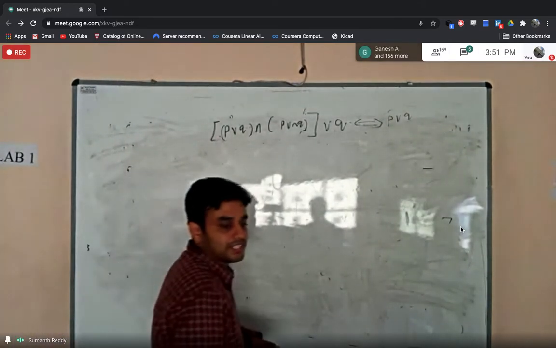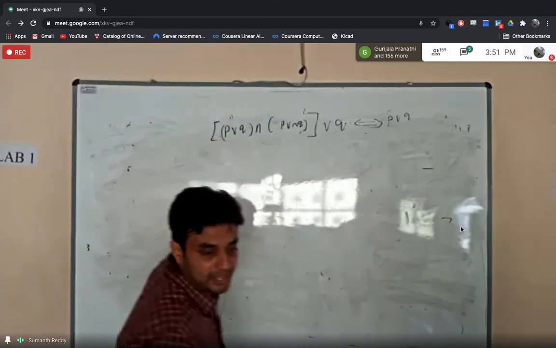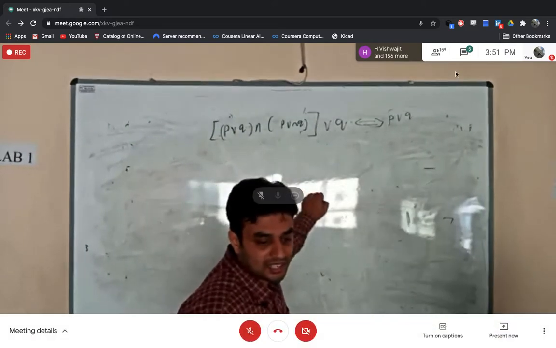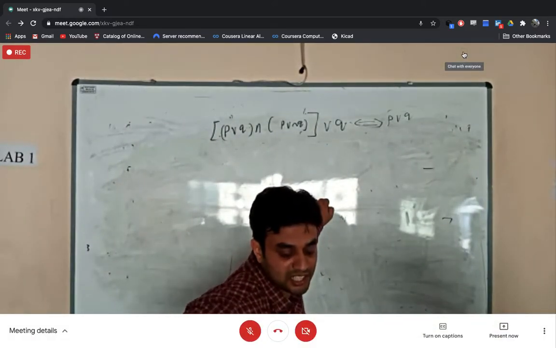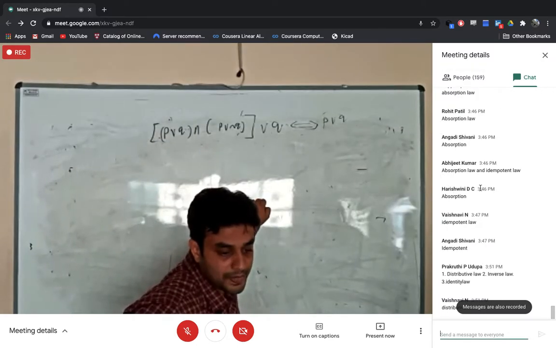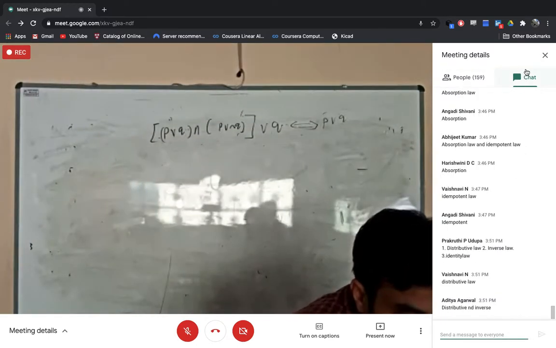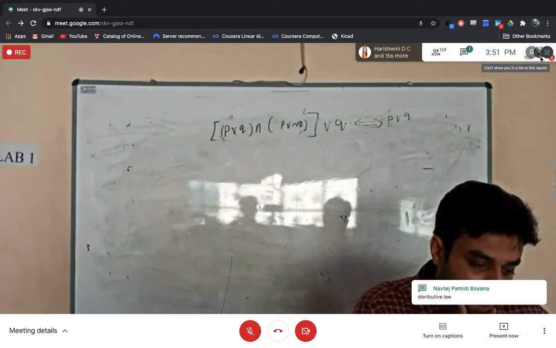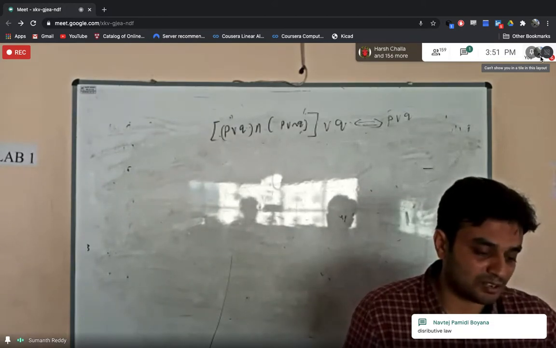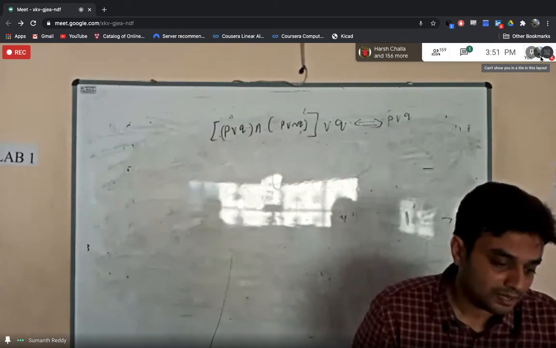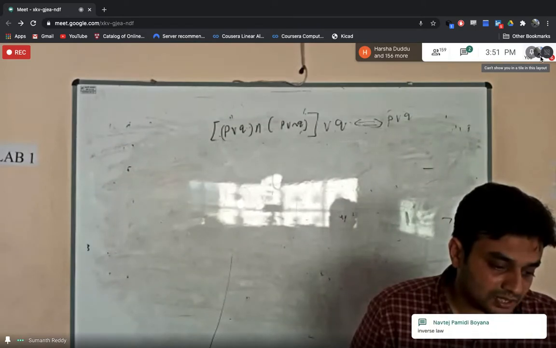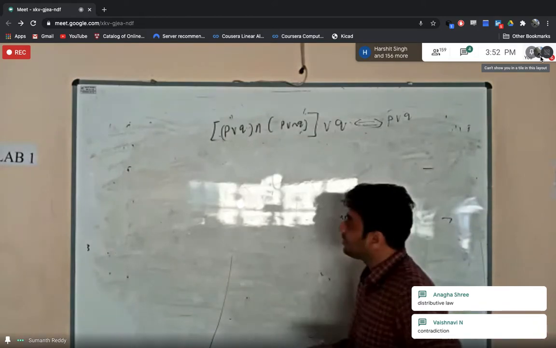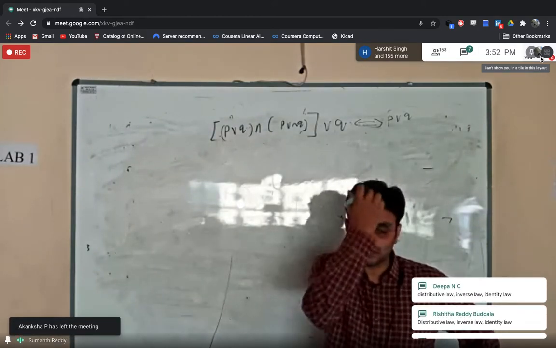Okay, students, I think most of you have already solved it, right? If you have solved it, can you list the laws that you have applied for this problem? See, I told you, right? Always some students would have applied a different law, but it doesn't matter. There will always be more than one method to solve the problem. Distributive law, inverse law. So let us check. For solving any problem, there will be more than one method, no issues.